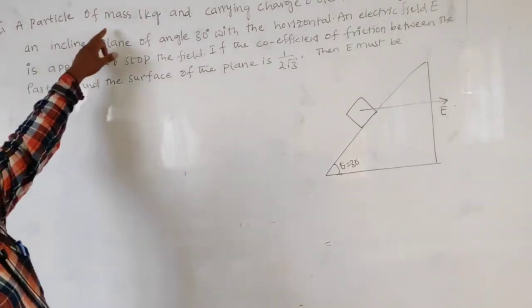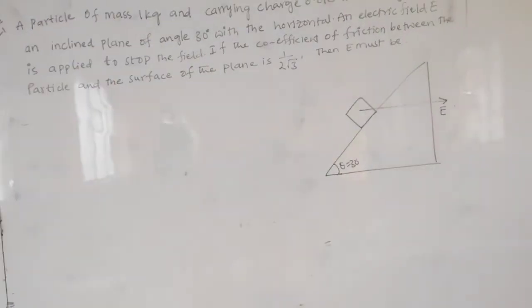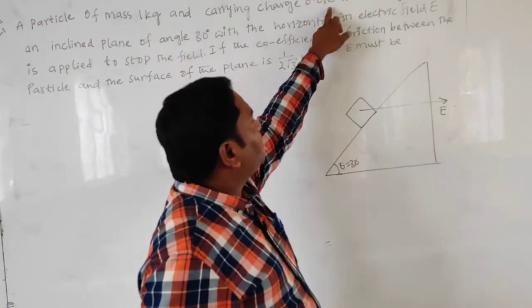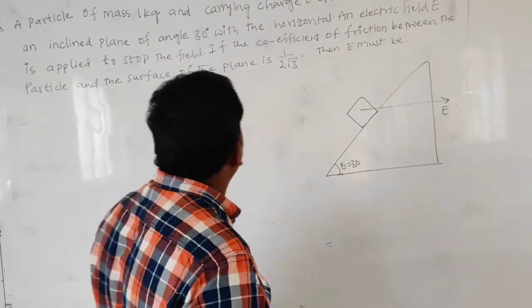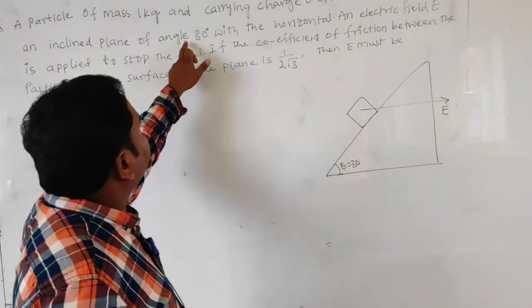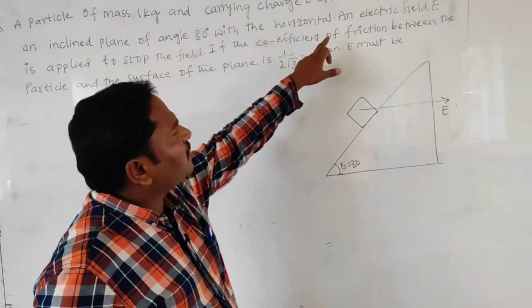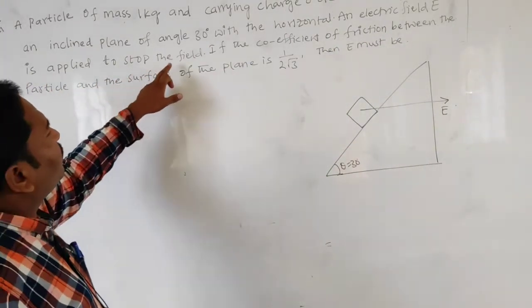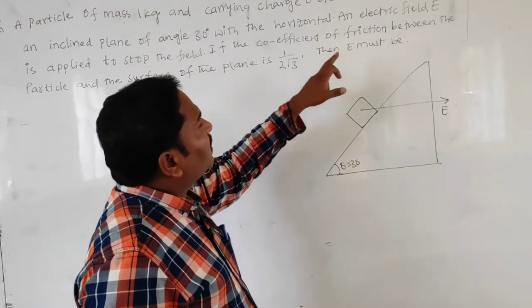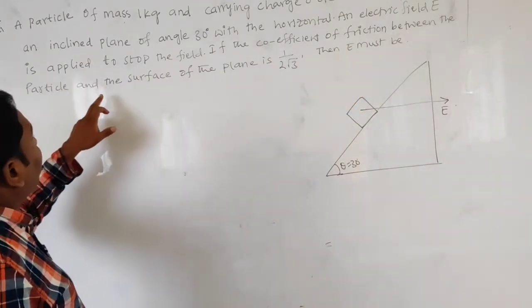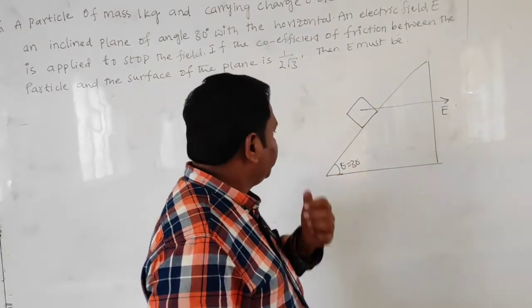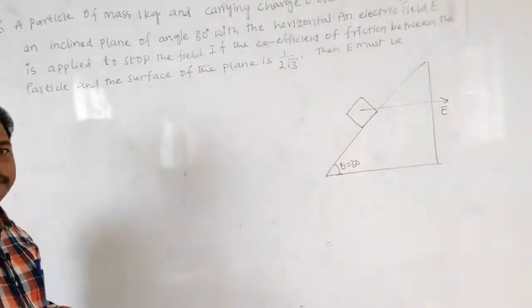Next problem. A particle of mass 1 kg and carrying charge 0.01 coulomb is sliding down an inclined plane of angle 30 degrees with the horizontal. An electric field E is applied to stop the particle. If the coefficient of friction between the particle and the surface of the plane is 1 by 2 root 3, then E must be, what is the E?